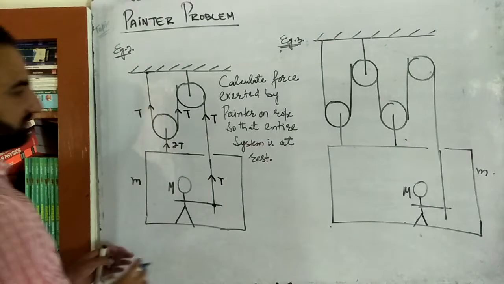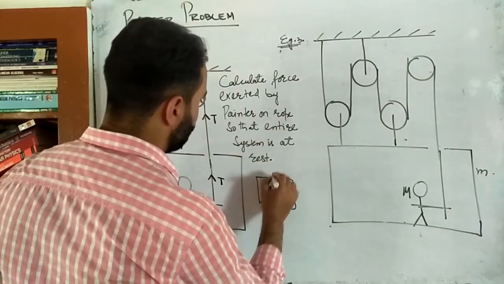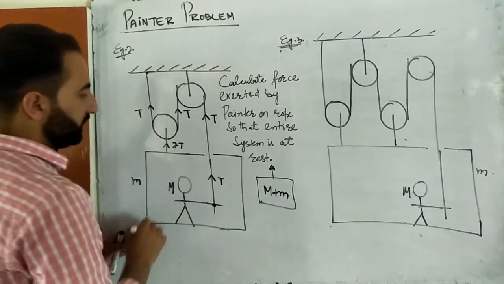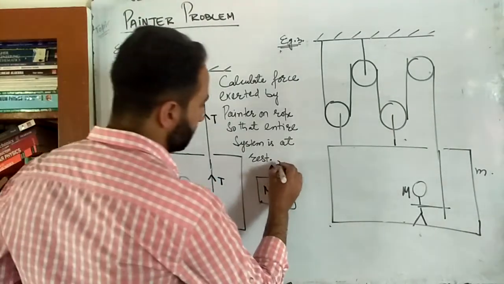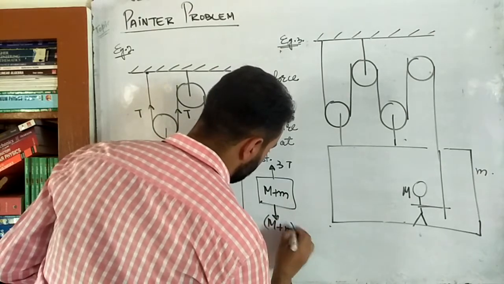Now this whole system is there. The whole system is like this. This is capital M plus small m. So in the upward direction how much force is there? One is this T and this twice T, so how much is that? 3T. In the downward direction how much force? That is the weight, capital M plus small m multiplied by g.